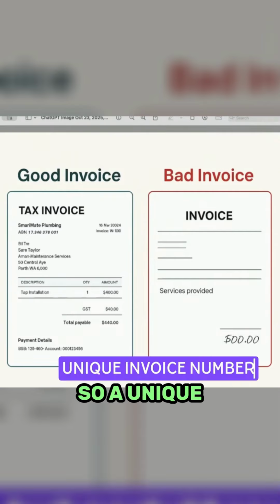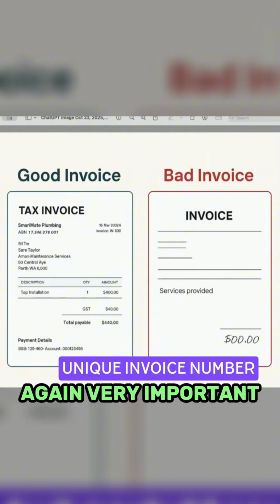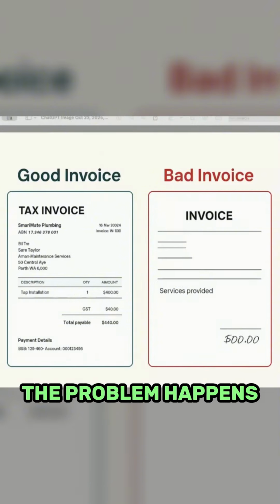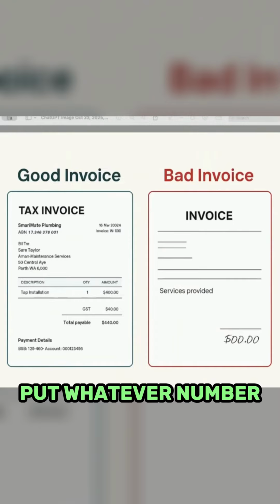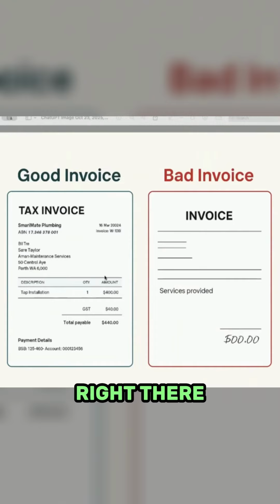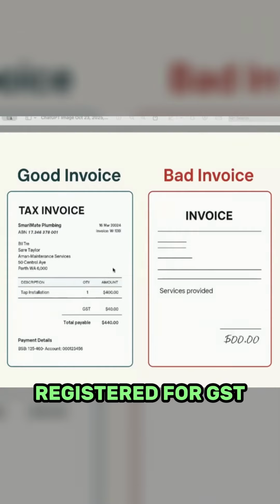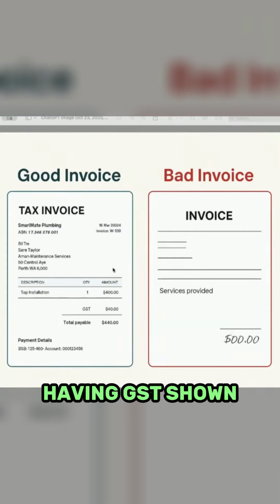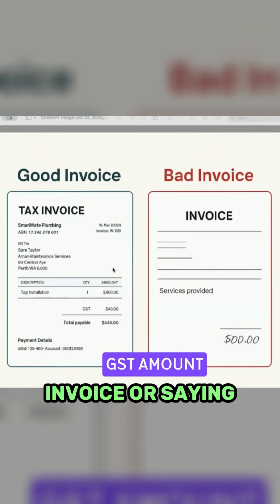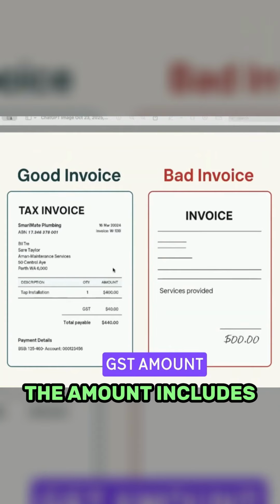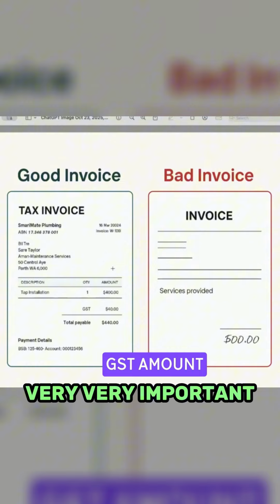So a unique invoice number is again very important. The problem happens where they just put whatever number right there. Having payment details, amount payable, and if you're registered for GST, having GST shown on your tax invoice or saying the amount includes GST. Very, very important.